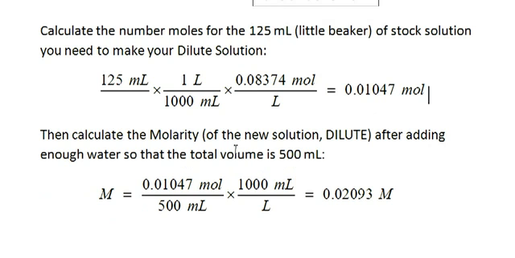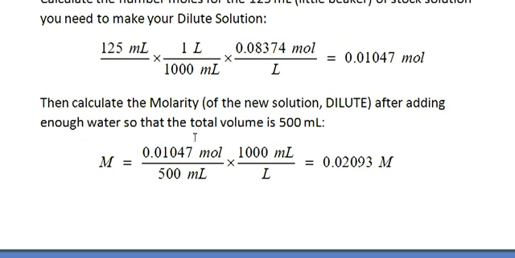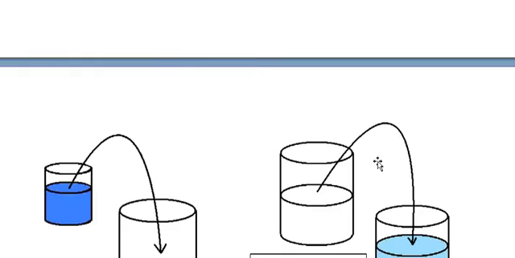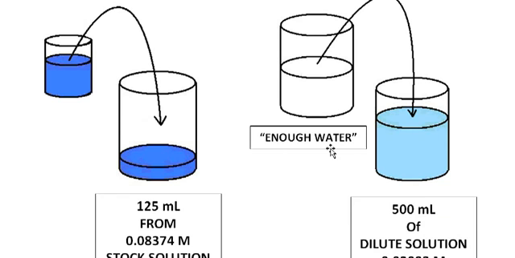Alright, so now we need to calculate the molarity of our new dilute solution after we've added water up to 500 milliliters. So, we take our number of moles divided by the total volume, which in this case is 500 milliliters. Do not be concerned that we added 375 milliliters of water. We don't care. All we care about is the final volume. So our new molarity is 0.02093 molar.